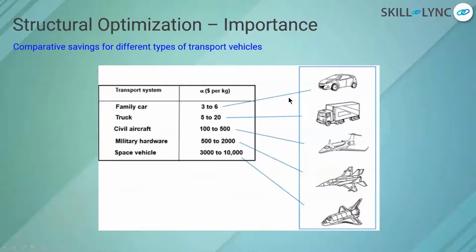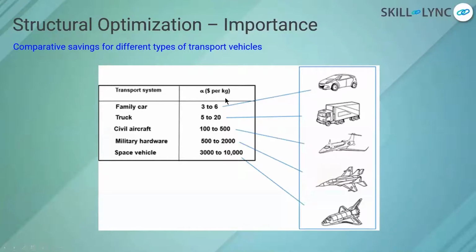So what is the importance of structural optimization? Why do we need to carry out structural optimization? Here is the table which shows comparative savings for different types of transport vehicles. I'm sure many of you will appreciate that the lesser the weight of the car, for example, the better for us, because you can carry more people as long as it has the same engine.